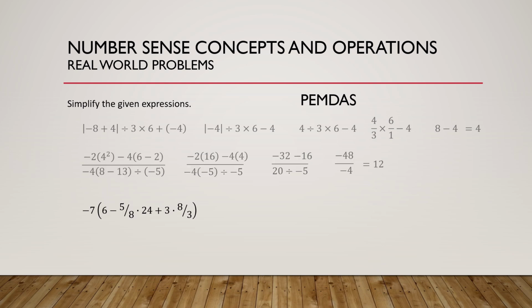Our last expression is negative 7 times the quantity of 6 minus 5 over 8 times 24 plus 3 times 8 over 3. Inside the parentheses, we can take the two multiplication operations. 5 over 8 times 24 is 15, and 3 times 8 over 3 is 8. Next, 6 minus 15 plus 8 equals negative 1. Finally, negative 7 times negative 1 is positive 7.